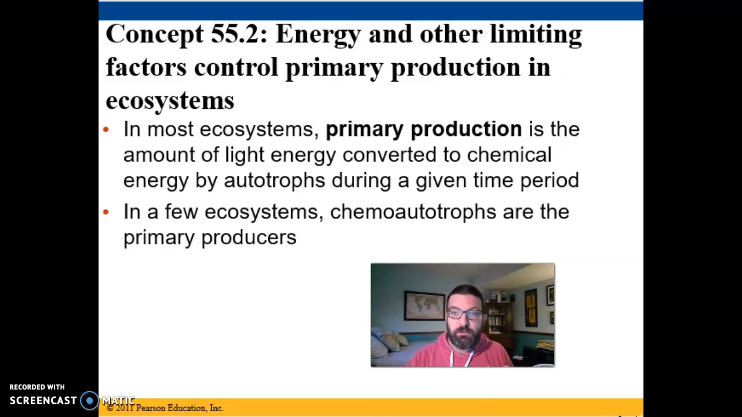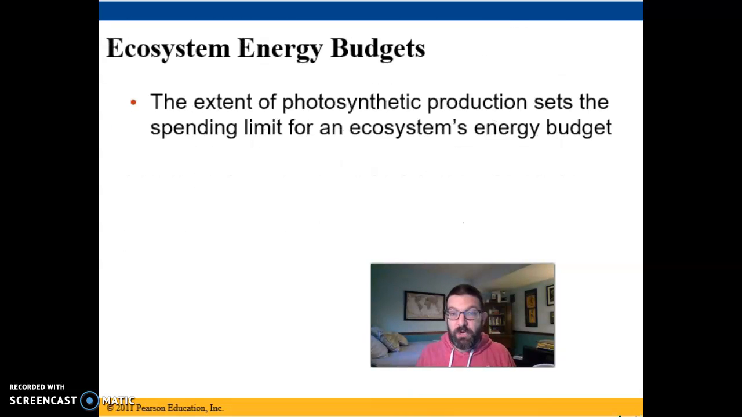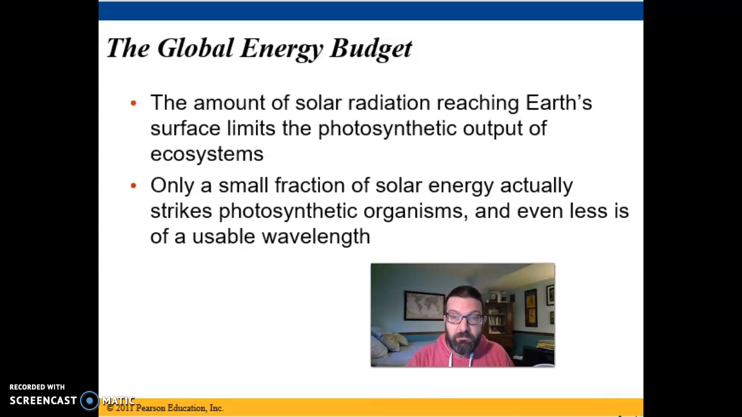Generally, when you ignore the few ecosystems that rely on chemoautotrophs, like those hydrothermal deep sea vents, in most ecosystems, primary production of that ecosystem is the amount of light energy from the sun that is converted into chemical energy by those autotrophs in a given period of time. And that primary production is what sets an ecosystem's energy budget. And that's why that producer trophic level is so very important for the structure of an ecosystem. And they are limited by the amount of solar radiation reaching Earth's limits.